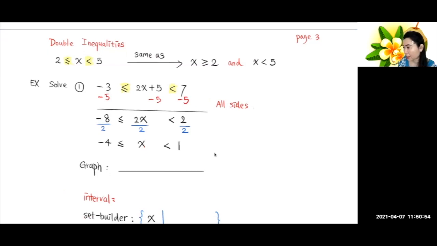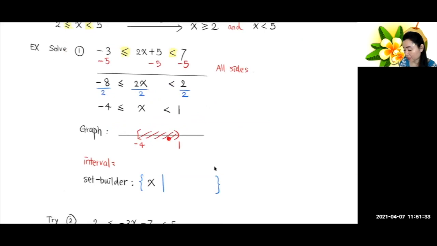Now the way that you read this is x is greater than or equal to -4 and less than 1. To graph this, we will shade this from -4 to 1. Now, this one has an equal sign, so we use a bracket over here. This one has no equal sign, which means 1 is not included, so I use a parenthesis over here. So the interval notation for the solution set will be what? Bracket -4, comma 1, parenthesis.